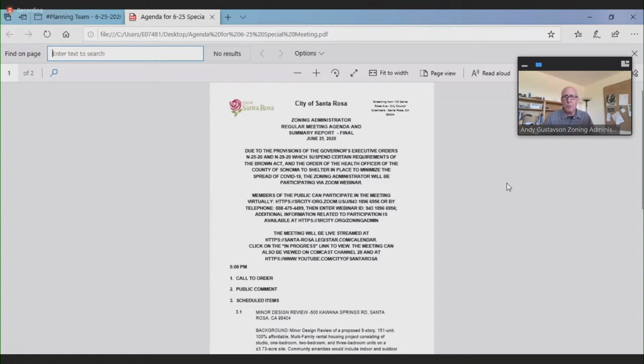So that's sort of the preliminaries. The agenda is shown on the screen here. It's being shared. The first thing we want to do is offer opportunity for anybody in the audience who might be listening or watching to comment about any matter that is not on the agenda. If you wish to do so, please raise your hand and you'll be recognized now.